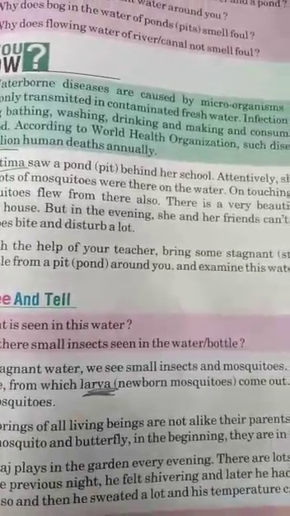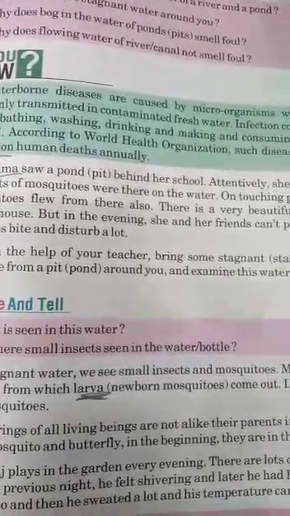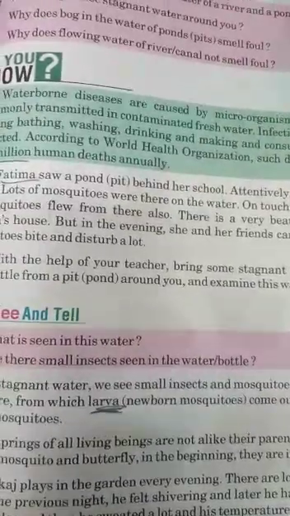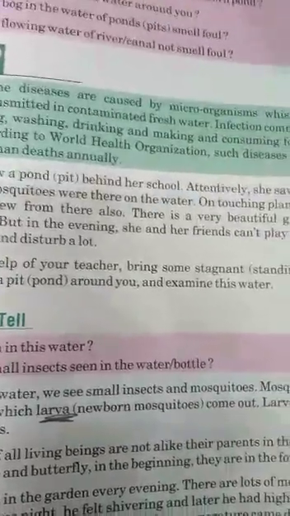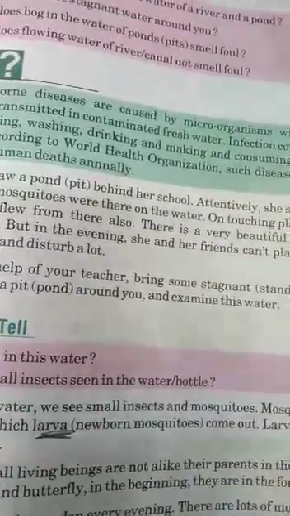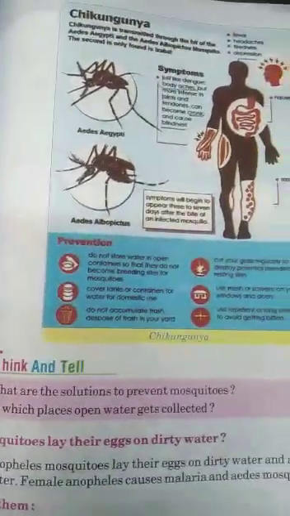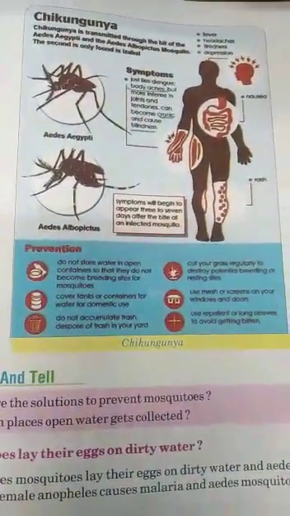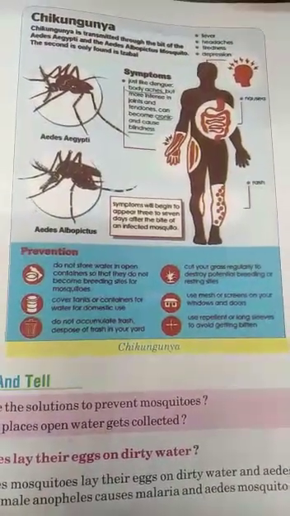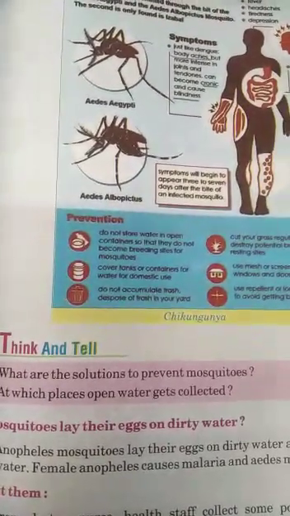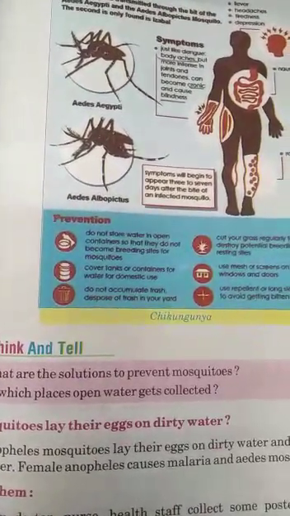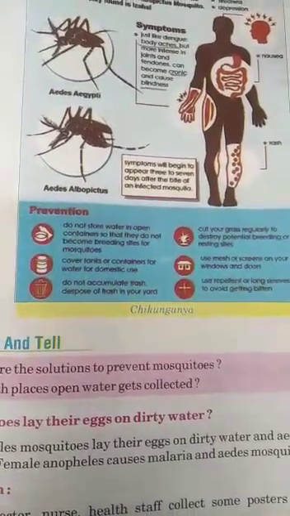So many diseases are waterborne. We can prevent them by drinking pure and clean water, and we can purify water by straining it through cloth, and we can use the boiling method also. But nowadays water purifying machines are also available. So we should protect ourselves from diseases like malaria, chikungunya, and dengue. We should not allow stagnant water or dirty water around us.